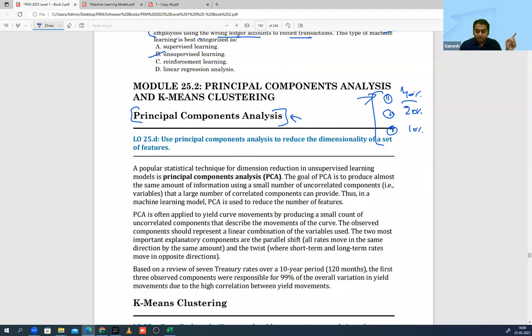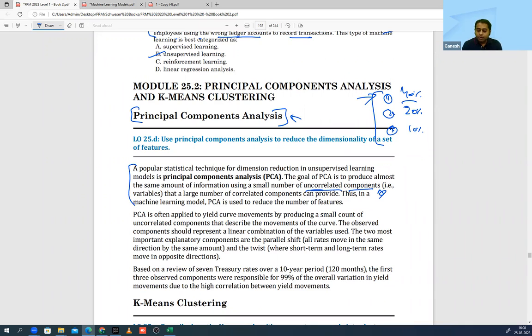So you'll see that word, uncorrelated components. When we say principal component, component means the independent variable, and whichever independent variables we take, all of them have to be uncorrelated. You might get this in theory, the concept, right, Soham?